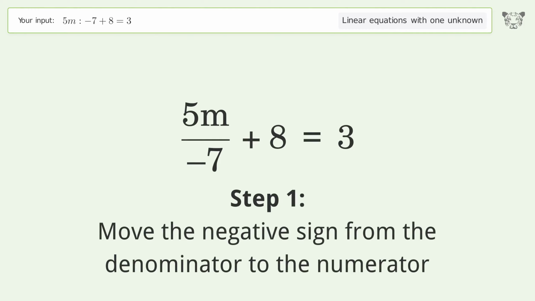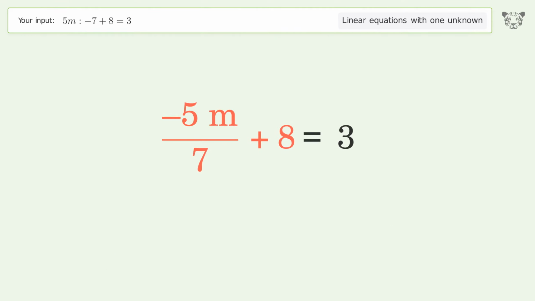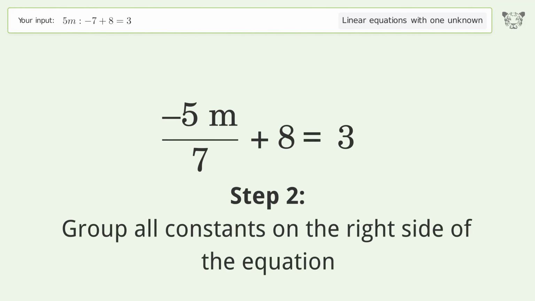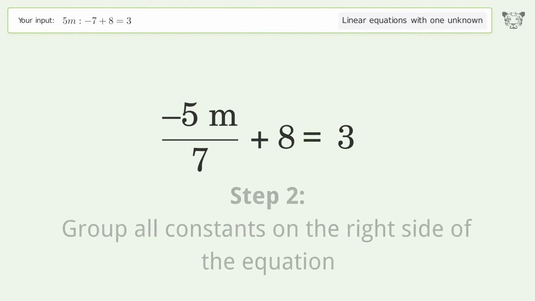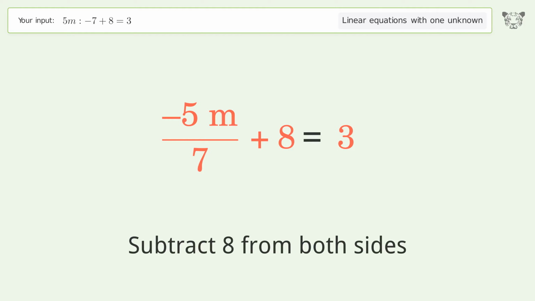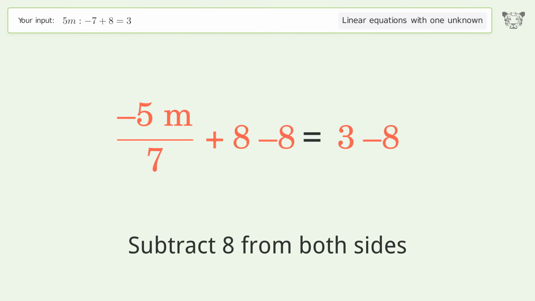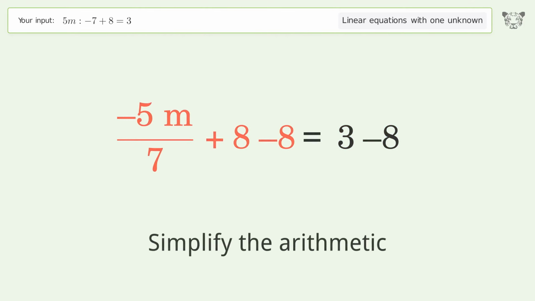Move the negative sign from the denominator to the numerator. Group all constants on the right side of the equation. Subtract 8 from both sides. Simplify the arithmetic.